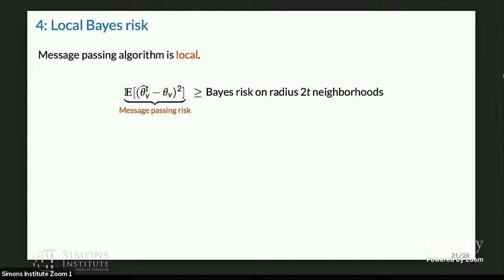There's a Bayes risk, which is now not restricting myself to message passing algorithms. I want to come up with the best statistical estimator under the constraint that I only observe information that lives within a radius 2T neighborhood of my variable node.